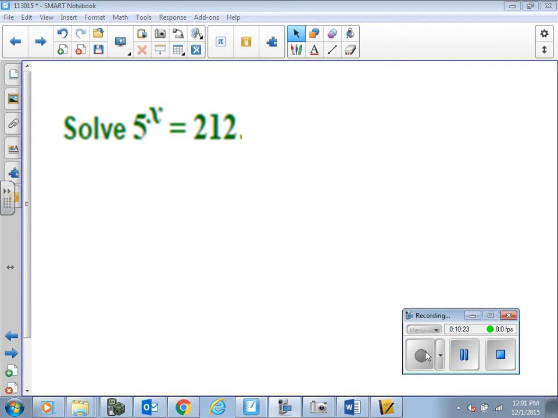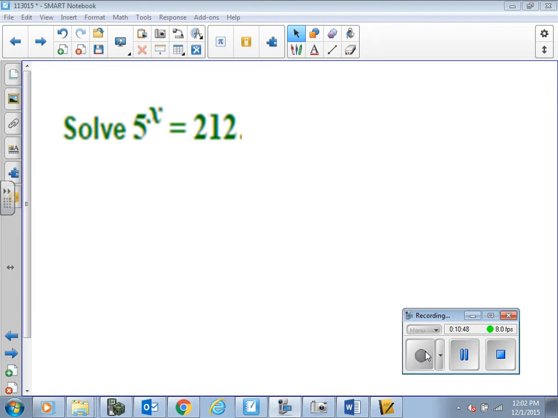Okay, again, what should our number be approximately? It should be between what two numbers? Probably 3 and 4. Why between 3 and 4? Because 5 to the 3rd is 125, and 5 to the 4th is actually 625, but it's much bigger.